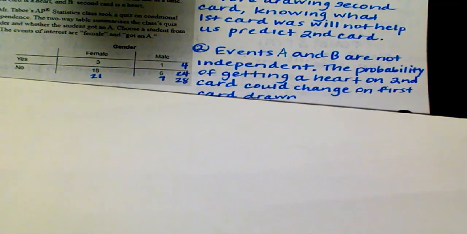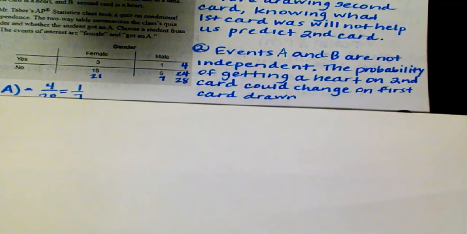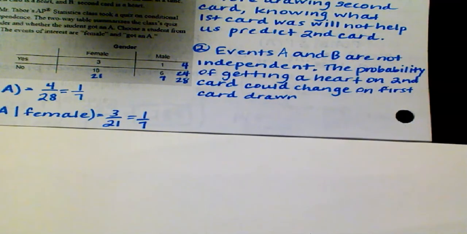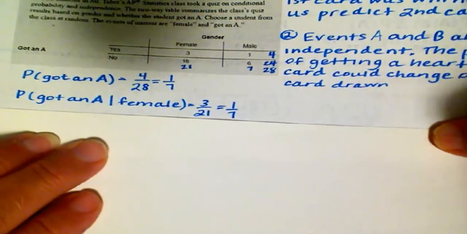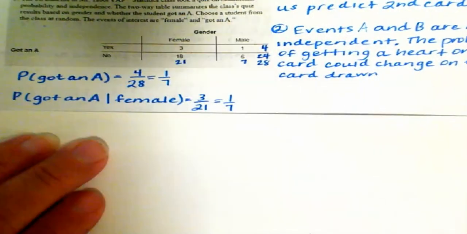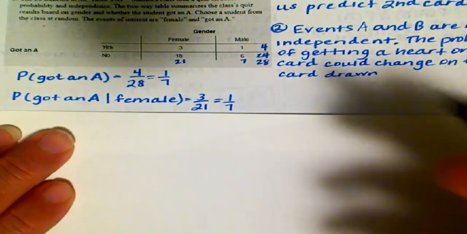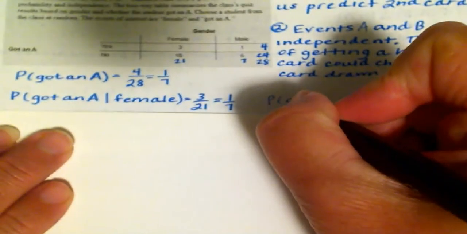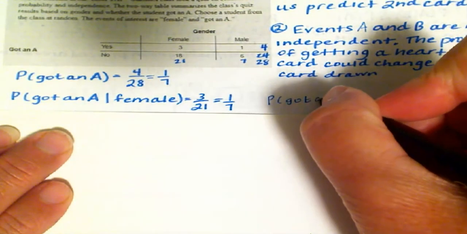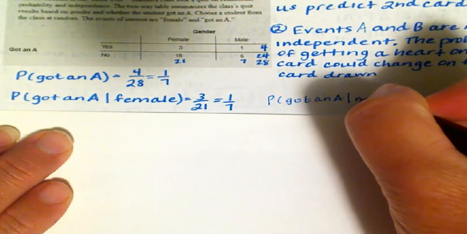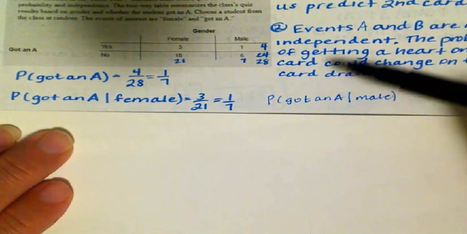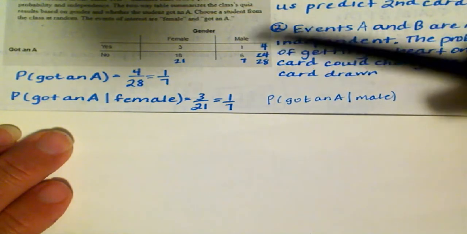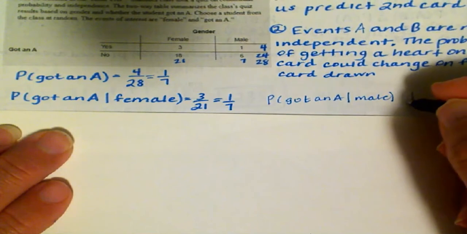So what I did first is I just went through and totaled everything. And I believe we're going to do the probability of getting an A and see if the probability of getting an A given female gives you the same probability. And it does. You could also do the probability of getting an A given male. Okay, let's see what that is. So the probability of getting an A given male would be 1 out of 7.